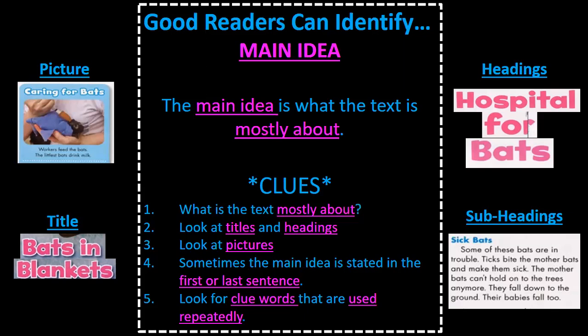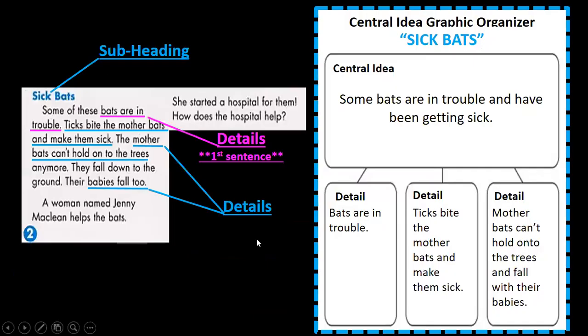Also want to pay attention to a first or last sentence that can help you identify the main idea. Also looking for words that are used over and over again, like sick or trouble. That kind of gives us an idea of what the main idea might be about. Okay, so sick bats. I'm going to reread this section and then go over the graphic organizer. You'll be using the same graphic organizer that I am in your assignment.